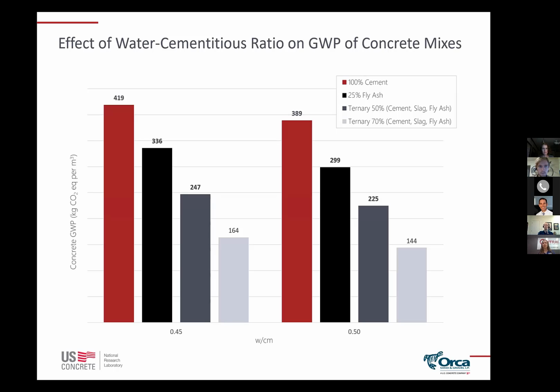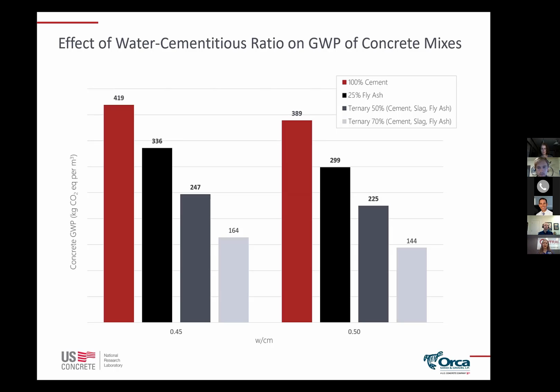And so this is showing 4 different types of mixes, the red being a mix with 100% of the cementitious material being Portland cement, then the black being a 25% fly ash mix. The darker gray is a 50% ternary mix, so 50% of the cement is replaced with supplementary cementitious materials, and then the light gray being a 70% cement replacement. And so you'll see that as you replace more of the cement, the global warming potential, which is that value found on an EPD, is being reduced.